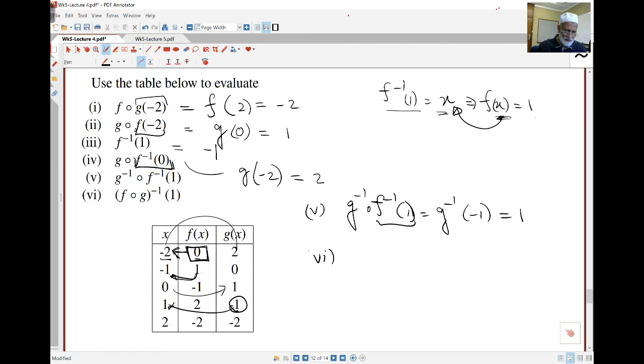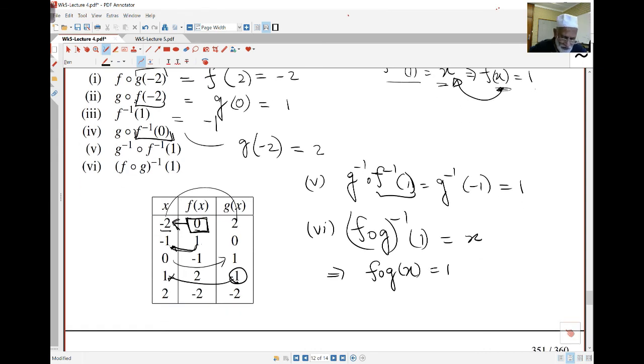Have a careful look at these because these are a little tricky. Next one says f of g inverse at 1. This is tricky. So I want f of g inverse at 1. If I put this as x, that means f of g at x is equal to 1.